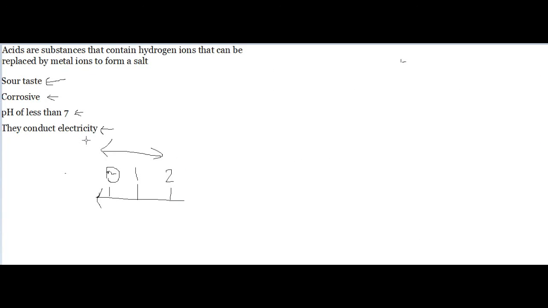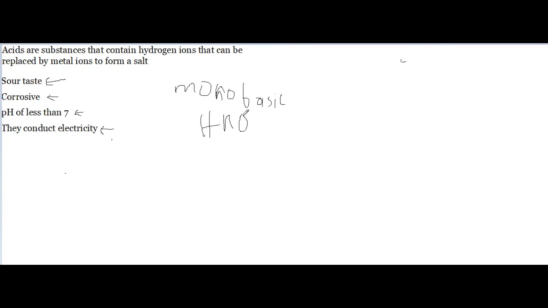Now, other than its strength, acids can also be classified in terms of their basicity. Now, the basicity of an acid depends on how many hydrogen ions there are per acid molecule or per acid formula unit. So, a monobasic acid will have only one hydrogen per acid molecule, and an example of this is of course HNO3. Then of course you have dibasic acids. An example of that would be H2SO4, and then you have tribasic acids like H3PO4.